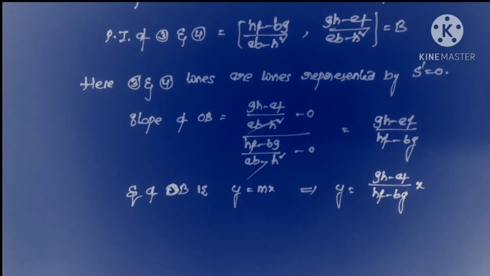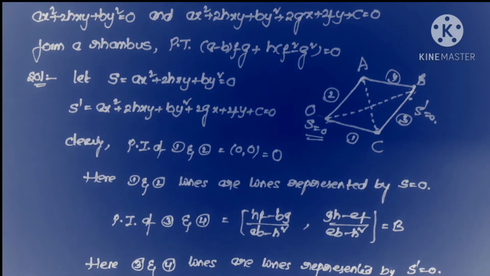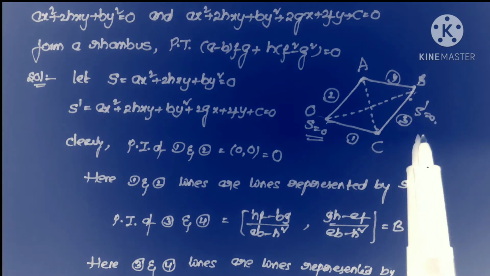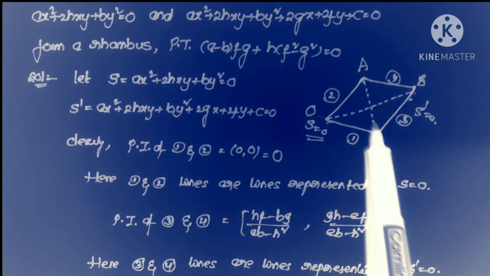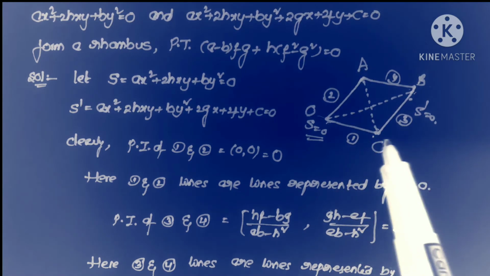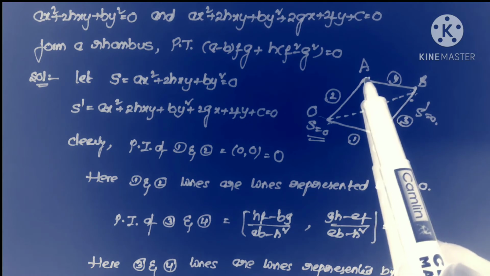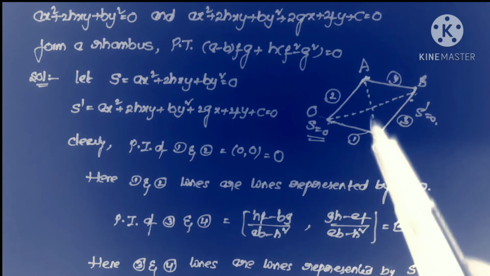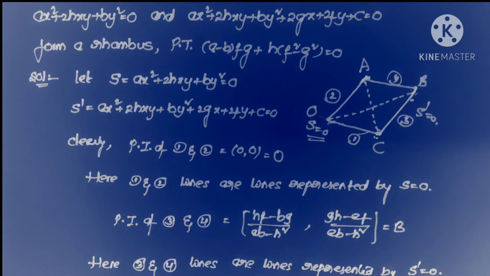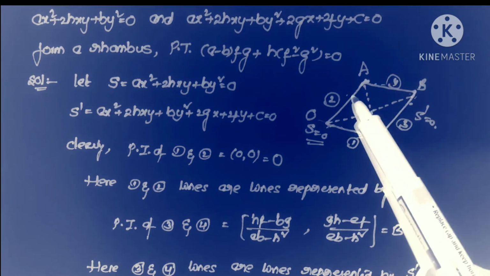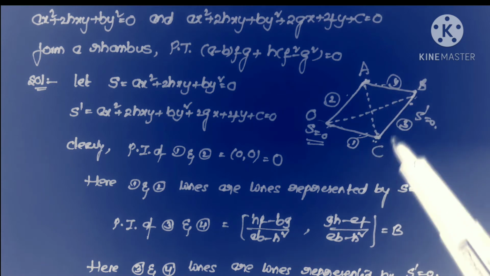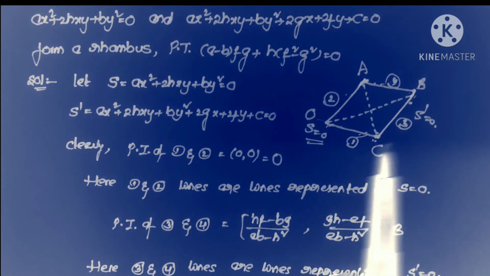Now coming to the second diagonal. Clearly observe that this is the second diagonal AC, and it is the line which passes through the points of intersection of S = 0 and S' = 0. What are A and C here? These are nothing but the point of intersection of 2 and 4 and the point of intersection of 1 and 3. But what are 1 and 3?